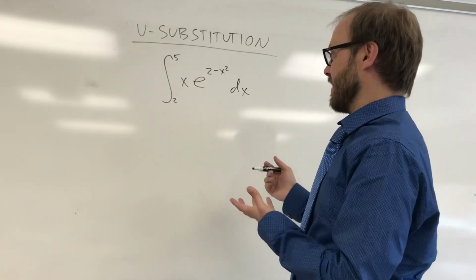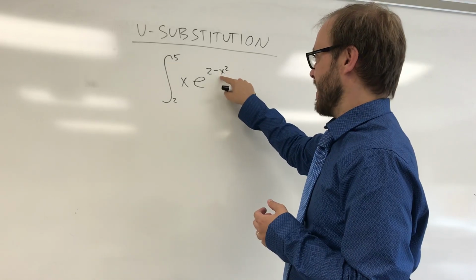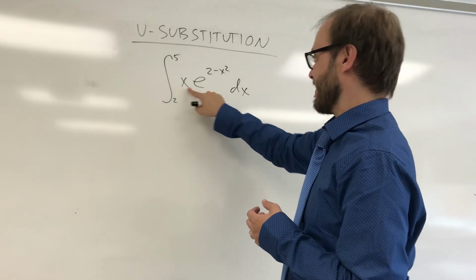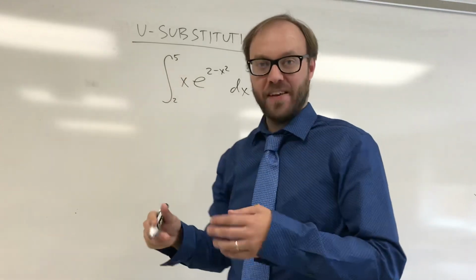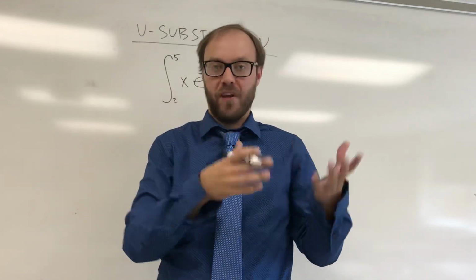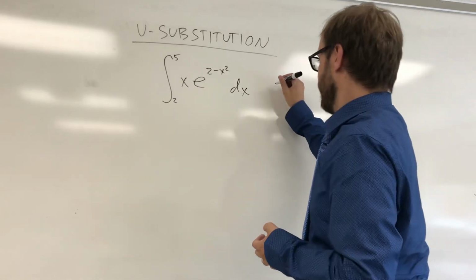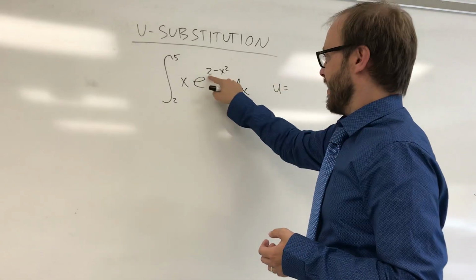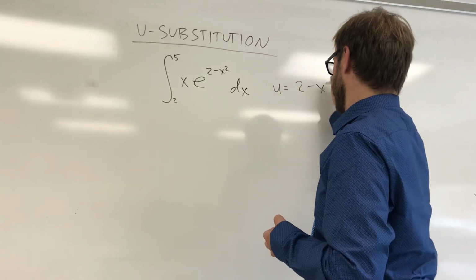So the way we would normally handle this is we would say, okay, the derivative of the inside function is negative 2x. I have an x, I need a negative 2. We'd balance with the negative 1/2 out here. The negative 2x would go away when we reverse the chain rule and we go from there, all right? With u-substitution, you let your inside function be your u value, okay?